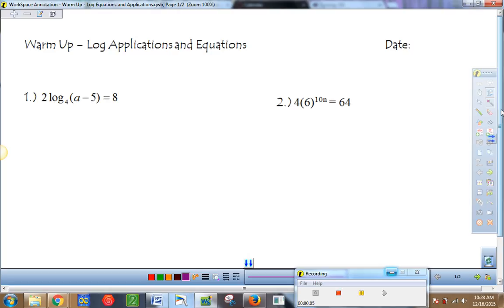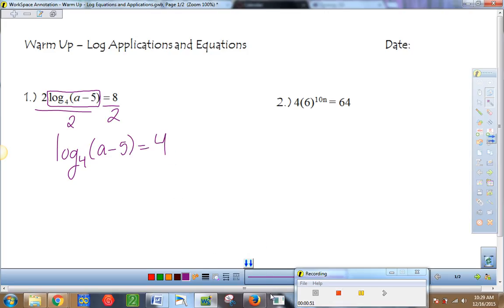4 to the 4. 4 to the 8. You've got to divide by 2. You've got to get this logarithm, this whole entire thing, by itself. So if it's being multiplied by 2, we've got to divide both sides by 2. If it was being added, we would subtract it. Right? Alright, and then we've got log base 4 of a minus 5 equals 4.